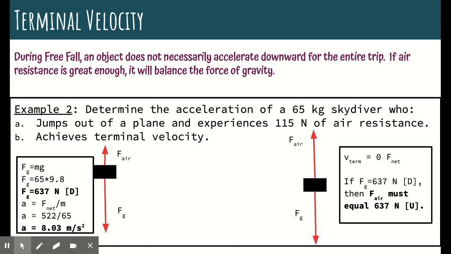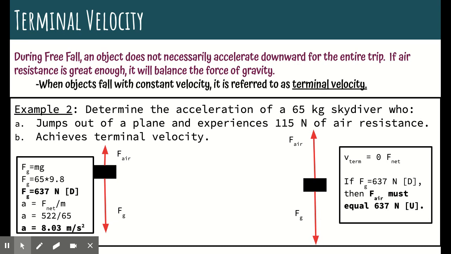So with terminal velocity during free fall, an object does not necessarily accelerate downward the entire time. If air resistance is great enough, it's going to balance the force of gravity. So if an object has a balanced amount of air resistance going upwards versus its force of gravity falling downward, it's going to fall at a constant velocity. And that's referred to as terminal velocity. It means the object will not fall with any greater velocity than what it's currently falling at.